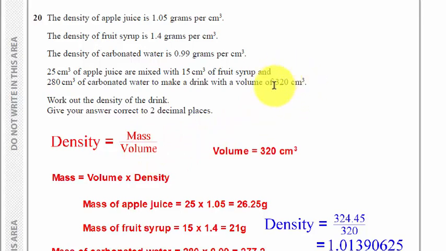As you can see, I'm going to be dividing by volume, and the drink that we end up mixing has a volume of 320. So I note that down early, because I know at the end of this I'm going to be dividing by 320, and noting that's going to pick me up a mark.